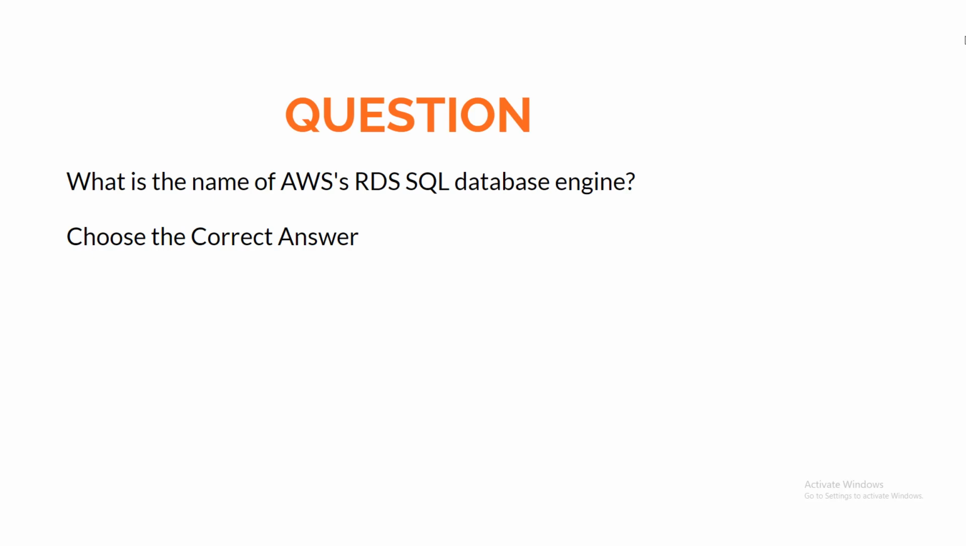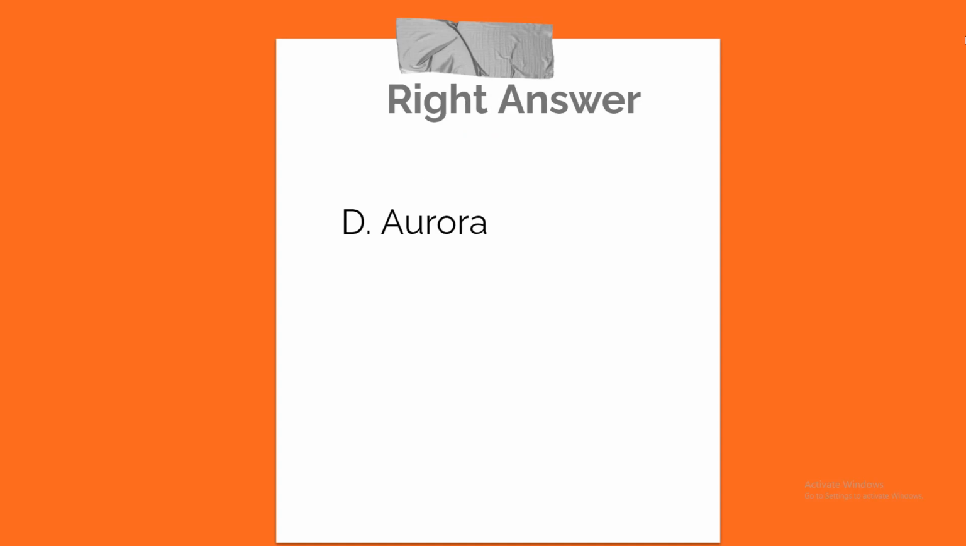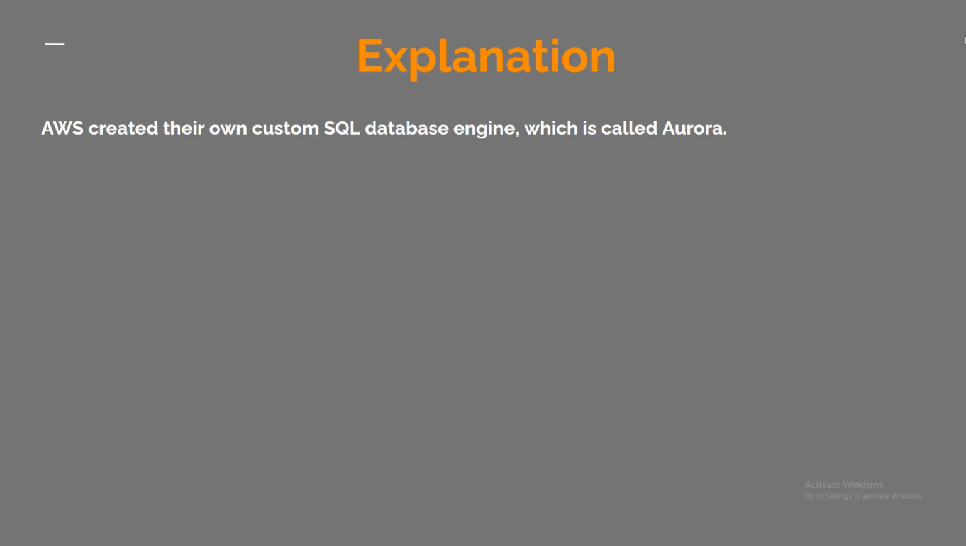Question: what is the name of AWS RDS SQL database engine? Choose the correct answer. A. Lightsail. B. SNS. C. MySQL. D. Aurora. Answer: D. Aurora. Explanation: AWS created their own custom SQL database engine, which is called Aurora.